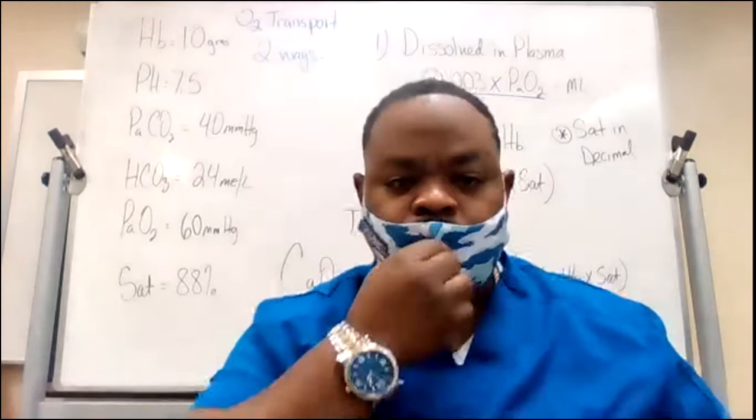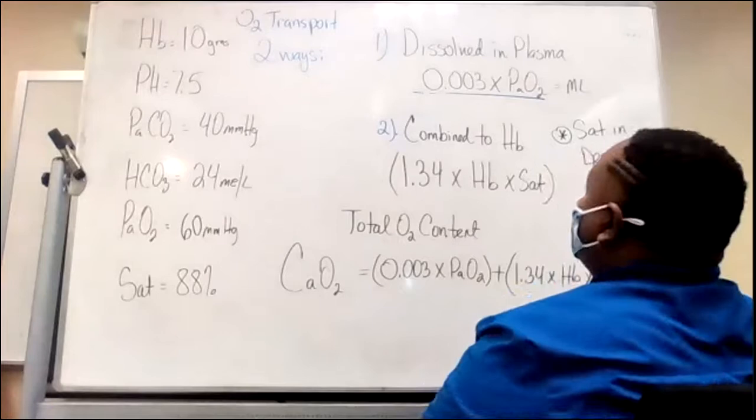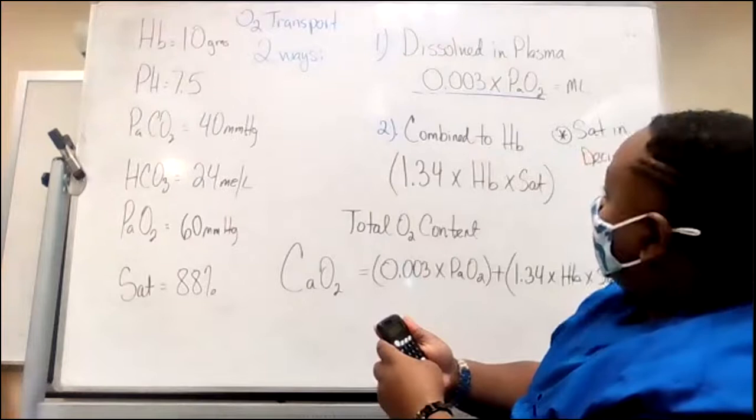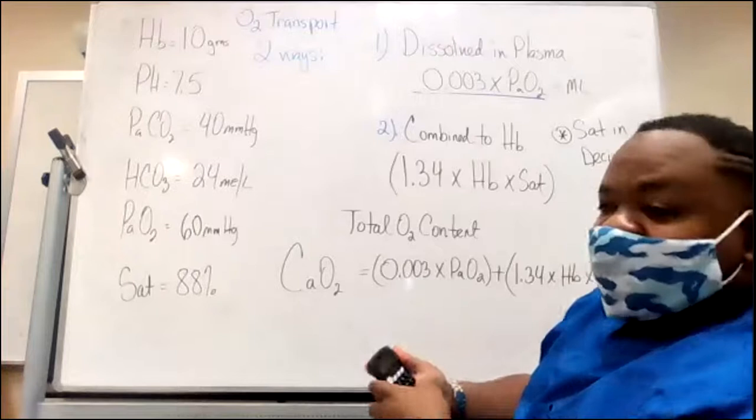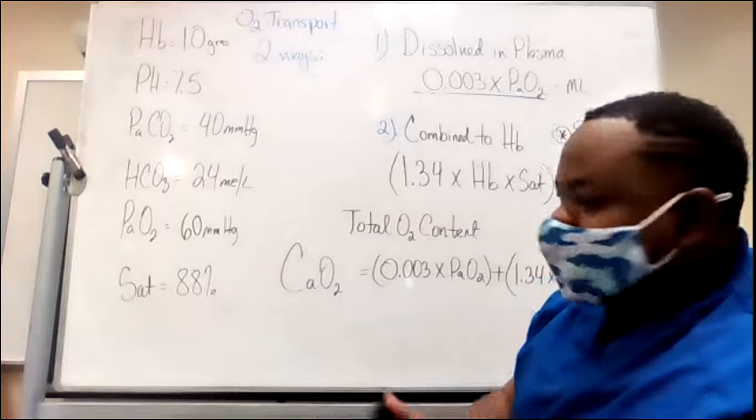All right, so let's work it out. Those are my parameters here, right? To get dissolved in plasma, we simply do 0.003 times the PaO2, which is 60. That gives you 0.18. 0.18 is the amount dissolved in the plasma.